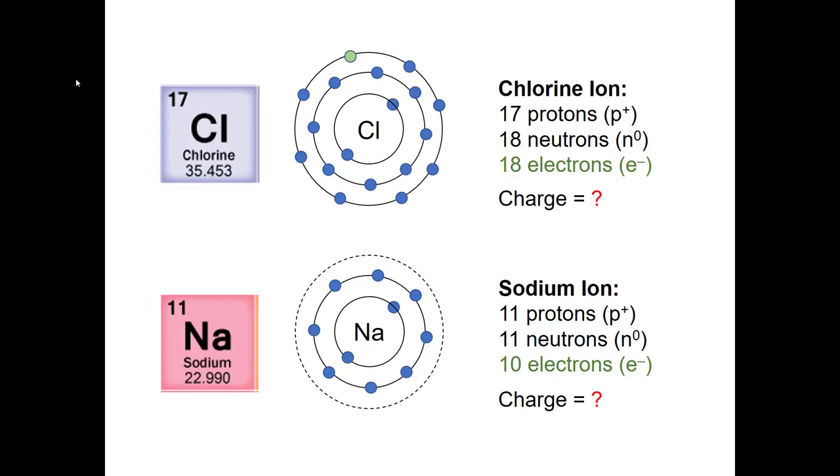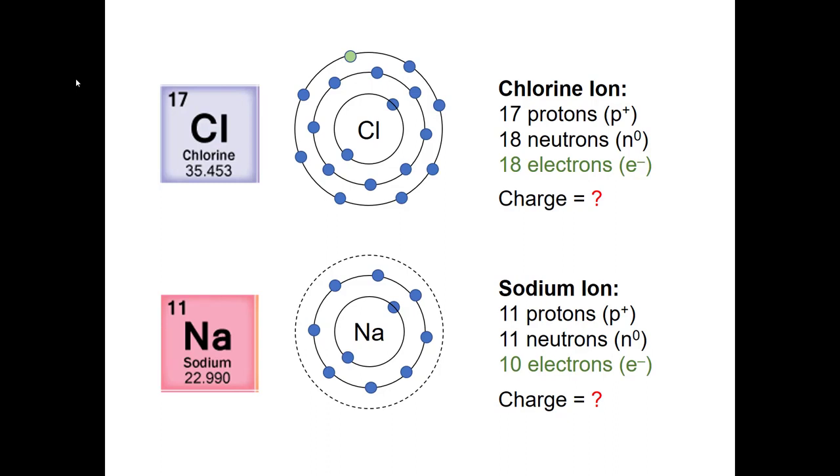Maybe it donated it to chlorine. Now that it's gotten rid of that electron, it's happy because now its valence shell is its second shell, and its second shell is full. So what's the charge of our sodium ion? Who can do the math and give me an answer for this? Positive 11 minus 10, so it's 1.